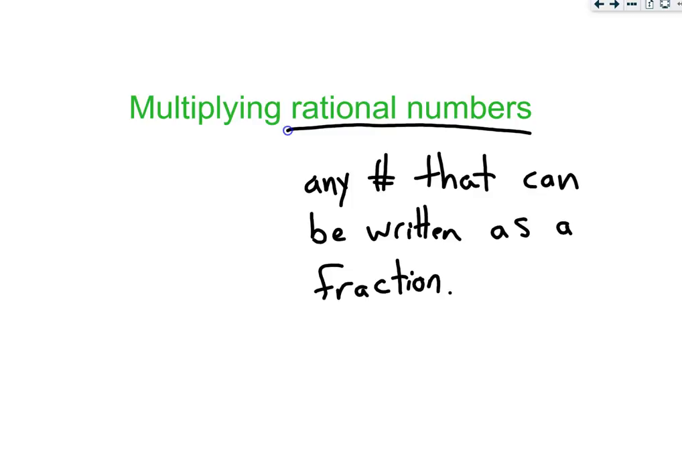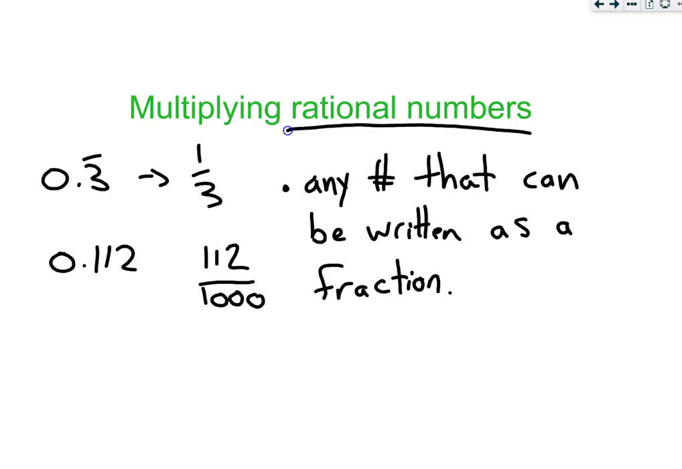Just review there. A couple examples would be 0.3 repeating, which can be written as 1/3, and 0.112, which can be written as 112 over 1,000, and so forth. So those are rational numbers. A couple examples of non-rational numbers would be something like pi. Pi is not rational. It's irrational because it goes on forever and it's a non-terminating, non-repeating decimal.